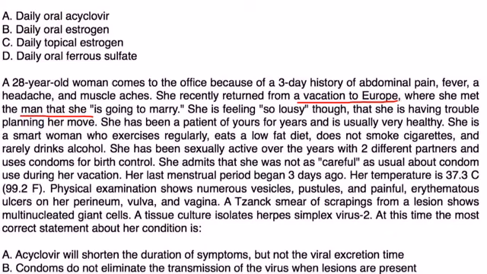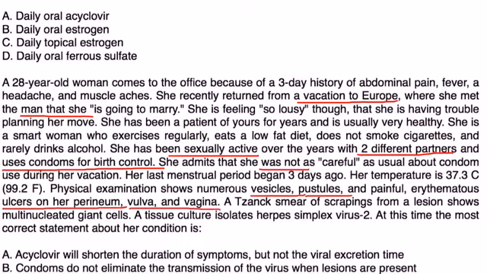She is a smart woman who exercises regularly, eats a low-fat diet, does not smoke cigarettes, and rarely drinks alcohol. She has been sexually active over the years with 2 different partners and uses condoms for birth control. She admits that she was not as careful as usual about condom use during her vacation. Her last menstrual period began 3 days ago. Temperature is 37. Physical exam shows numerous vesicles, pustules, and painful erythematous ulcers on her perineum, vulva, and vagina.